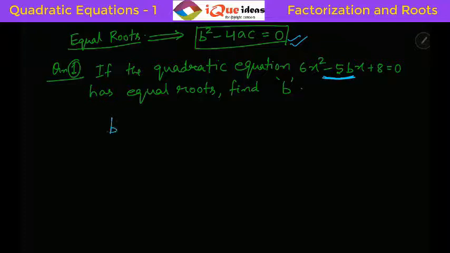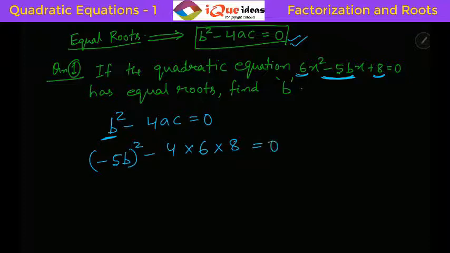So in the formula that we have, b square minus 4ac equal to 0. Here in place of b, it is not b, it is minus 5b. So it is (minus 5b) whole square minus 4 into, in place of a it is 6 and in place of c it is 8. This is equal to 0. Alright, so it is (minus 5b) whole square minus 4 into a is 6, c is 8.